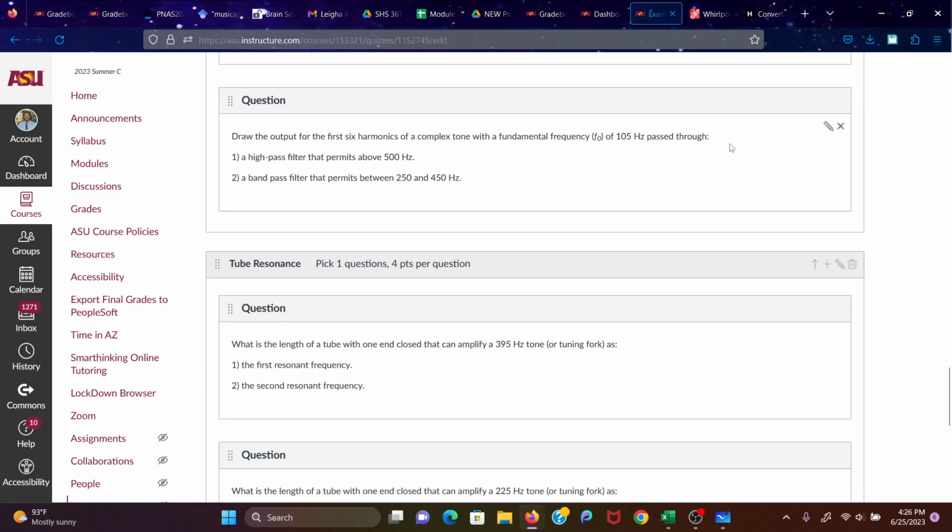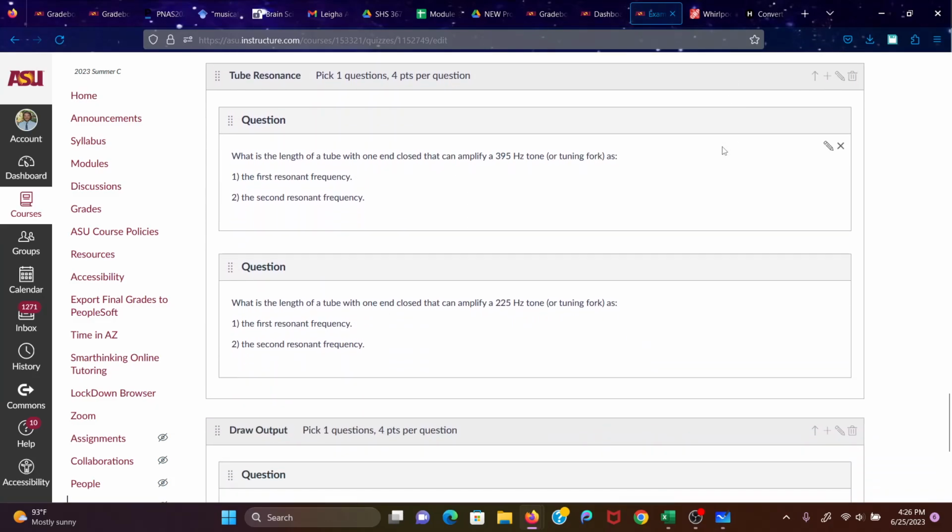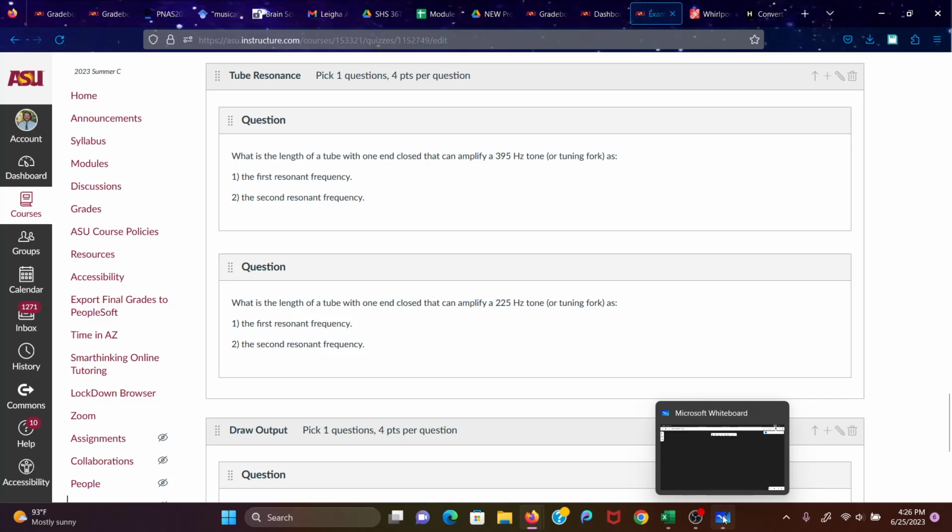All right, question 4. There were a few problems with this one. What is the length of a tube with one end closed that can amplify 395 as either the first resonant frequency or the second resonant frequency? The other half of the class got 225 instead of 395. So, just like last time, I'm gonna draw both of these numbers up there, and we'll just do them sorted together. So we're going to do 395 and 225.